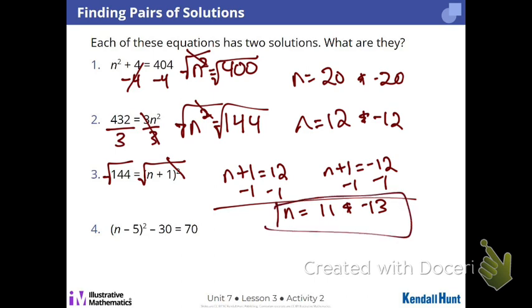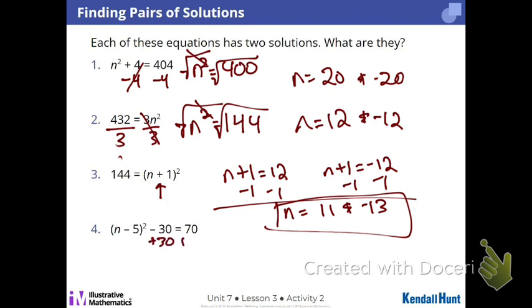The other way you can think about it is, I know I need the inside to equal 12. If the inside needs to equal 12 or negative 12, n can both be 11 or negative 13. You might have gone a little less traditional route. I'm going to show the more traditional route.